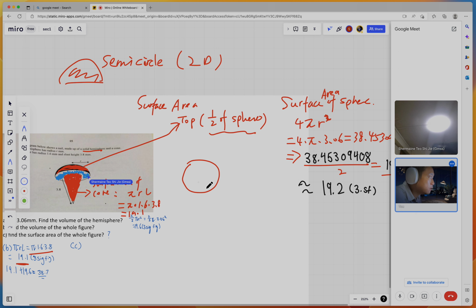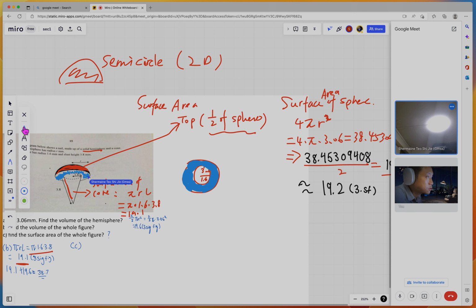You have the big one with the radius, what's the radius? 3.06. And then you have the small one, which is inside, then it is 1.6. And then you are asked to find the blue one. The blue one is actually here. How do you find the blue one? Use the big one minus the small one.